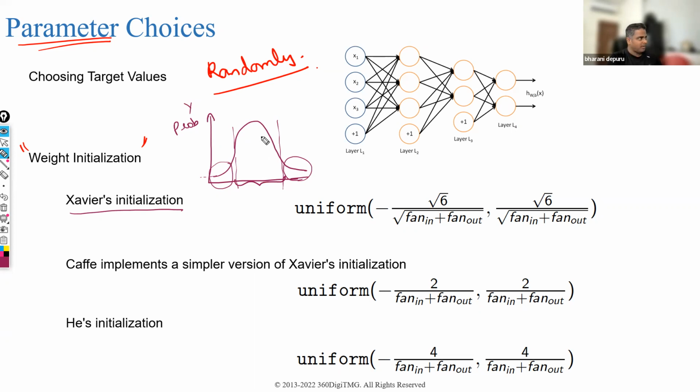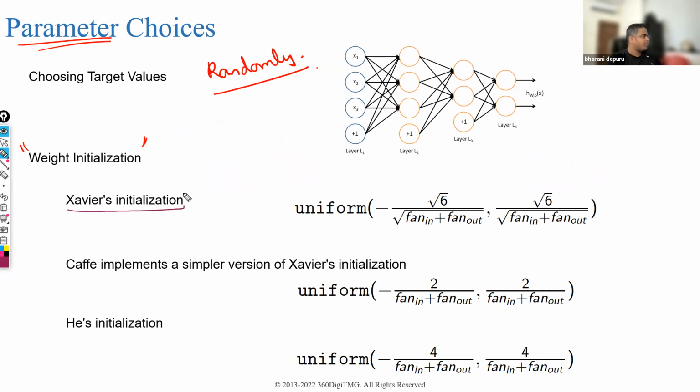The probability is going to be very high if you want to choose weights in this region. However, when it comes to uniform distribution, this is how it appears. The probability of choosing weights here or in the central region is all the same. So the probability of choosing weights across the range, when it comes to uniform distribution, is the same. Okay, this is something that we need to remember.